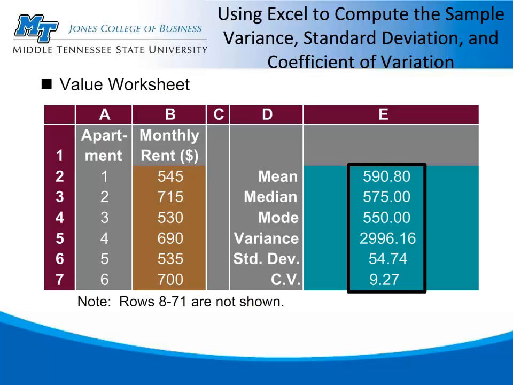Now this slide has the values that those formulas are going to return. When you apply the average function to B2 through B71, it returns the value of 590.8. When you apply the median function to B2 through B71, it returns the value of 575. The 550 is the mode.